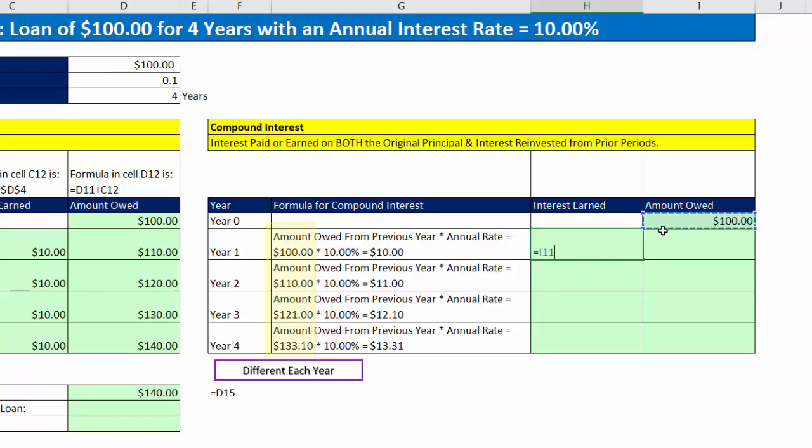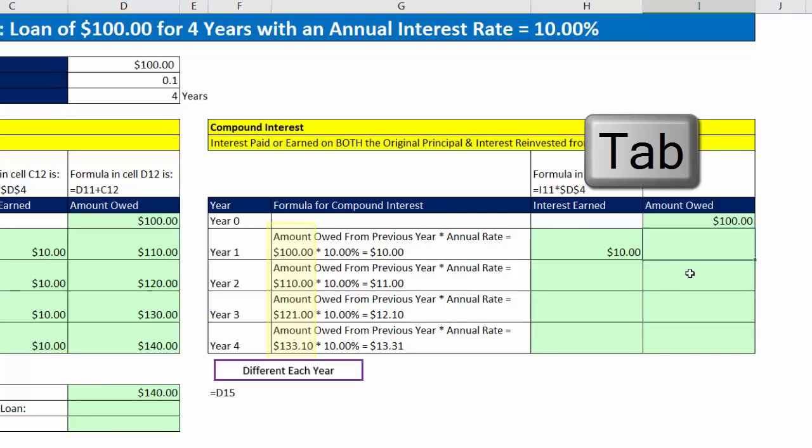I need the amount that was in the account from the previous period times this annual interest rate of 10%. Now I'm going to lock this, F4. Here's where our formula for compound interest is going to be different. Whereas with simple interest, we lock this because we wanted $100, the original principal, each year. Here we don't want to do that. I'm going to leave it as a relative cell reference, which is one cell up and one cell to the right. That way, when it gets down to subsequent cells, it'll always be looking at the previous balance.